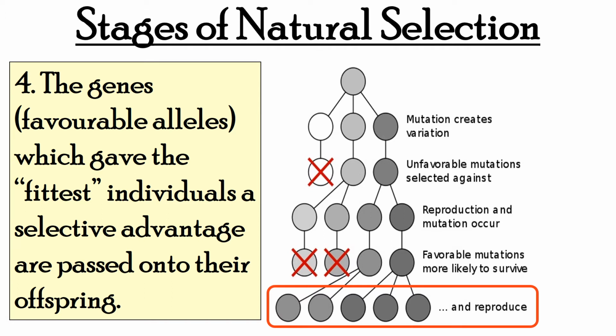So that's natural selection. First of all, mutation creates variation. Those who have unfavourable mutations will die. Those whose mutations give them an advantage to survive, so it could be speed, it could be camouflage, they survive, and they pass on the genes which gave them that advantage to their offspring, and then it just repeats, and over generations you end up with populations of animals and plants who are well adapted to their environment.